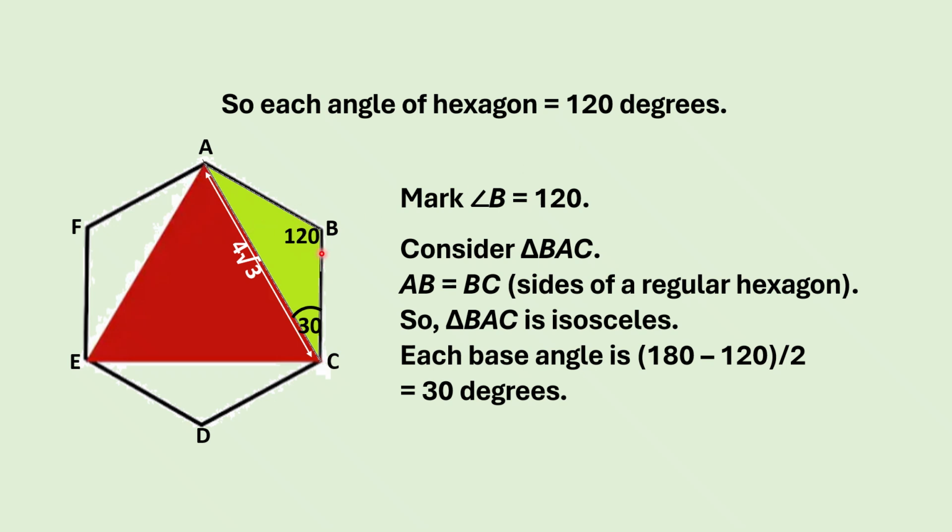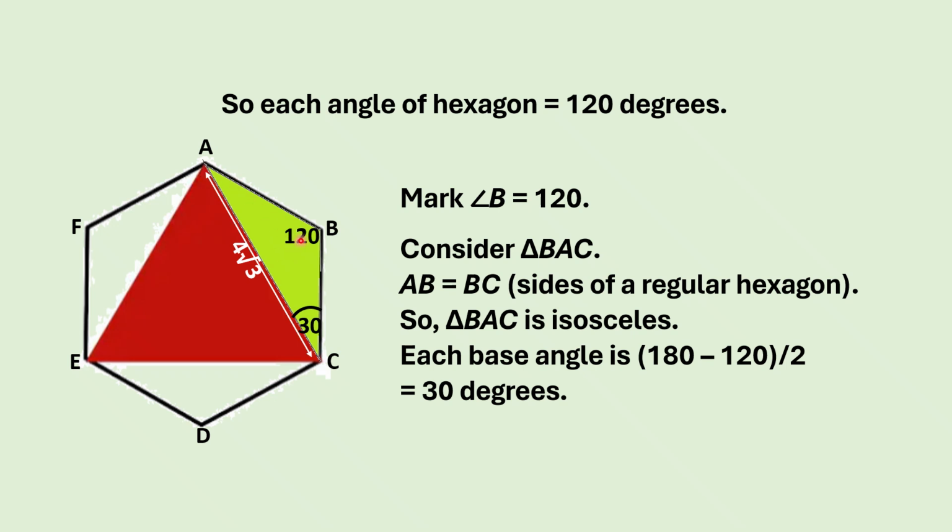Mark this 120. Now consider triangle BAC. This we have shaded differently, in a different color. Now AB equal to BC. Why? Because they are sides of a regular hexagon. So triangle BAC is isosceles.